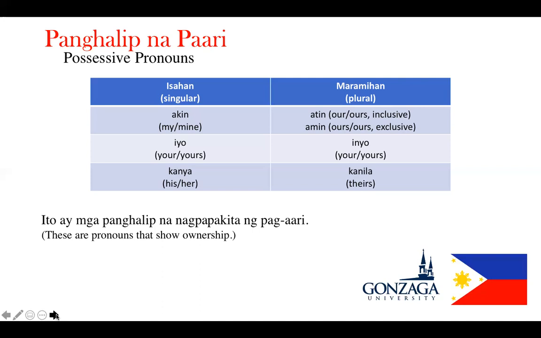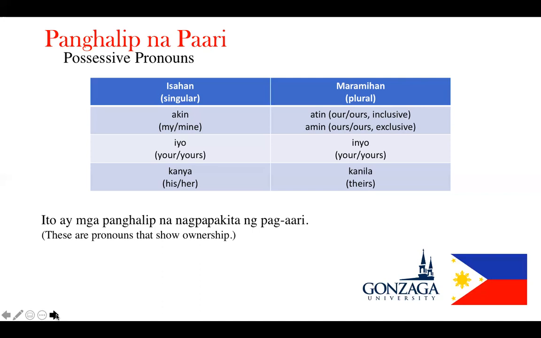Atin. Our, ours, inclusive. It's similar to this one, but it's more of a possessive one. For example, these seats. Michelle tells you, guys, these seats are atin. Atin ang mga silya na ito. So Michelle is included as one of the owners.